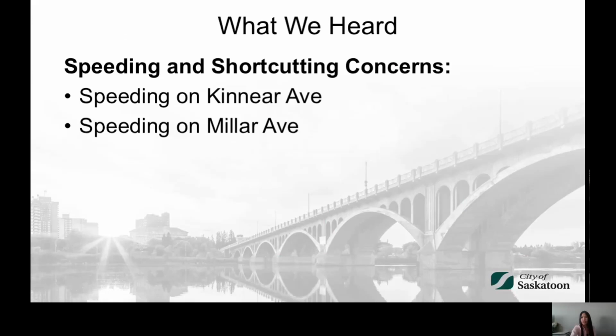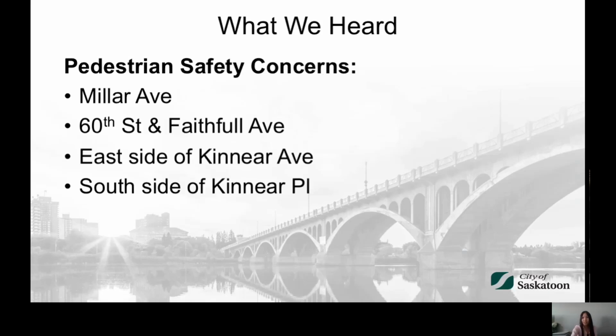I'd now like to go over concerns that we heard during stages 1 and 2 of the process. In terms of speeding and shortcutting through the neighborhood, we received speeding concerns on Kinnear Avenue and on Miller Avenue. We received concerns about the safety of pedestrians. Along Miller Avenue, we heard drivers rarely slow down and give right-of-way to pedestrians. At 60th Street and Faithful Avenue, we heard several people park on the street and walk to work, but there is a lack of sidewalks in the area. On the east side of Kinnear Avenue and the south side of Kinnear Place, there are missing sidewalks, which connects to the off-leash dog park.